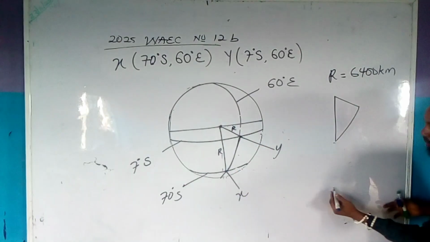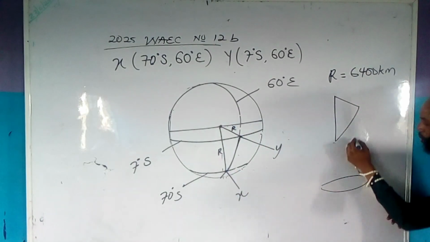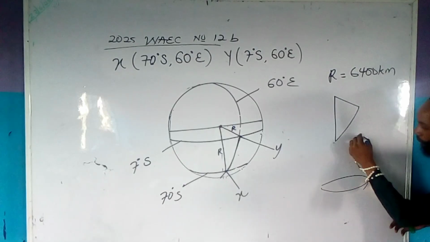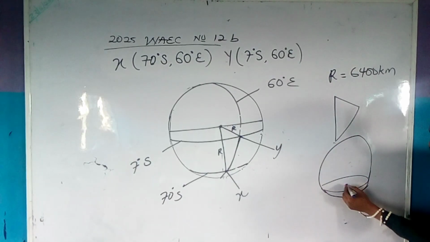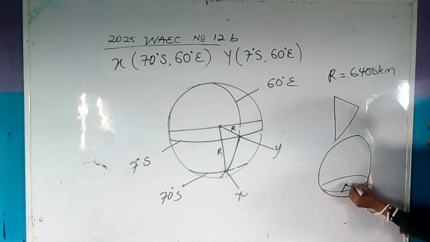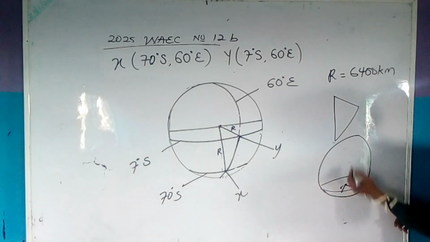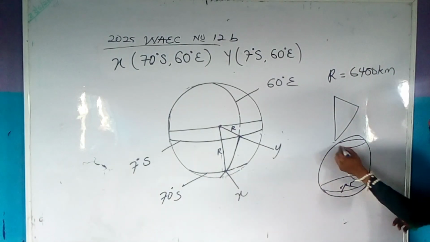But if you're looking for distance along the latitude, let's say this is the circle, from this point to this point, you can see this is going to be small r and small r. We're looking for the distance along this point.